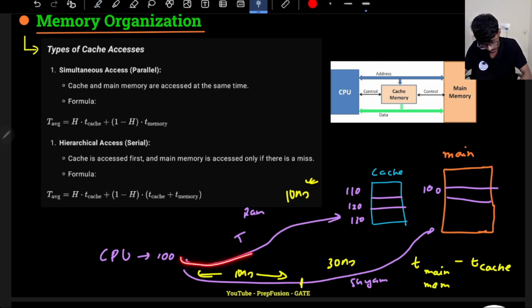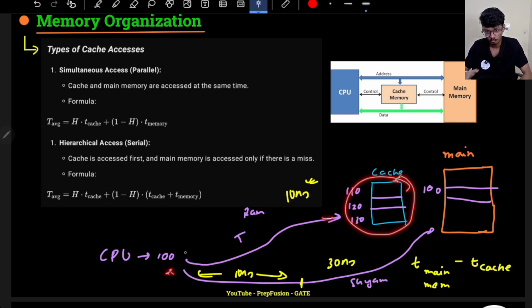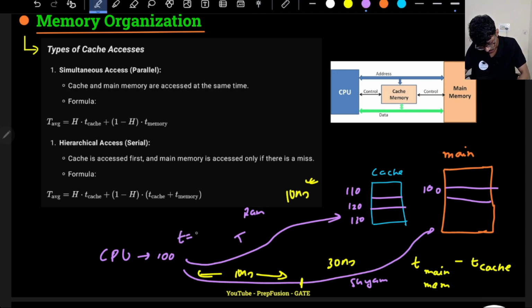So first RAM will go here and RAM will see that location 100 is not actually present here. The data location 100 is not present. So what will RAM say to Sham, who was sleeping here? RAM will say, bro, wake up. Now start your journey. You have to go to the main memory and bring the location 100. Okay, because Sham was sleeping. So now at t equals 10 nanoseconds, Sham will start his journey from here.